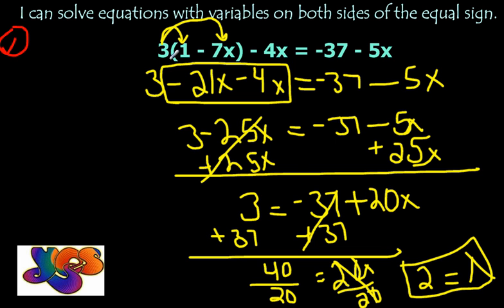This is kind of long to check it. Wherever I see an x, I have to fill in a 2. So I get 3 times the quantity 1 minus 7 times 2, minus 4 times 2. You know what I'm going to do, because I think this is kind of fun? I'm going to check this side over here, because in the end I want the 2 to come out to be the same answer, negative 37 minus 5 times 2. So there's two different sides to check here. So I'm going to do this one over here first.